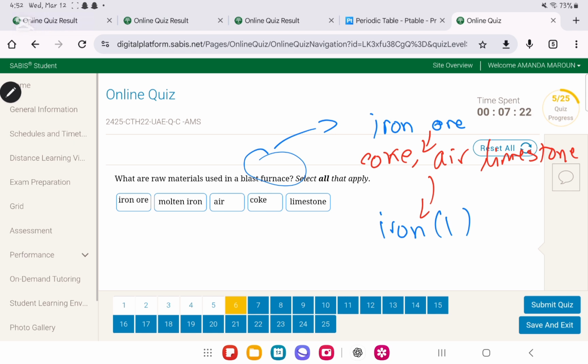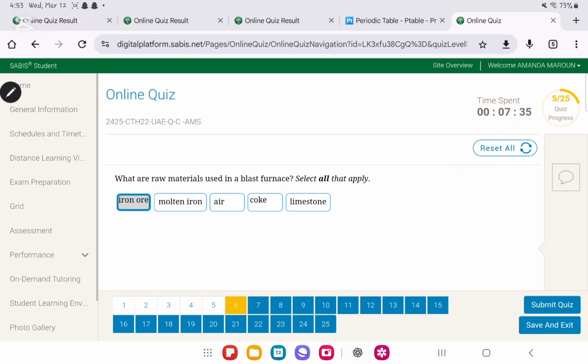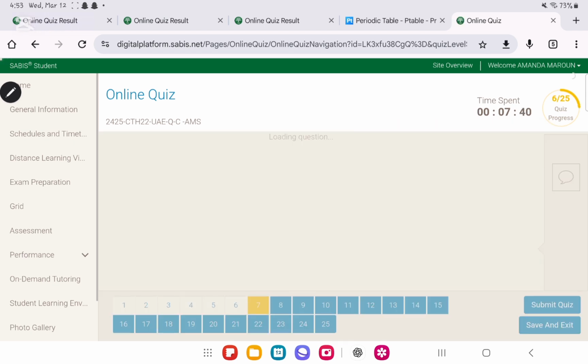So what are the raw materials used in a blast furnace? You should know it's coke, which is carbon as a solid. It's hot air and limestone, as well as the iron ore. So the iron ore, the coke, the hot air, and the limestone.